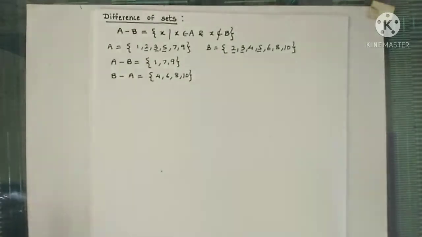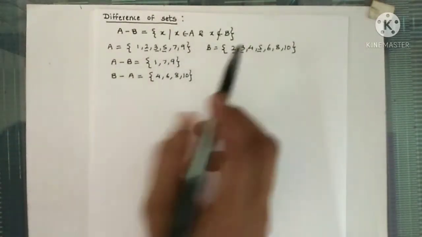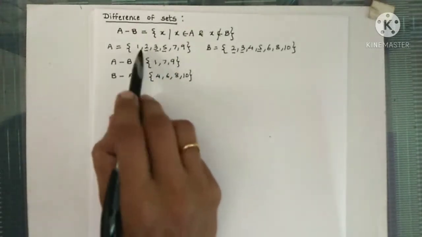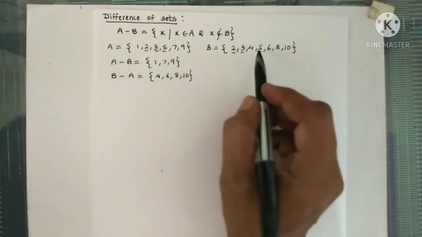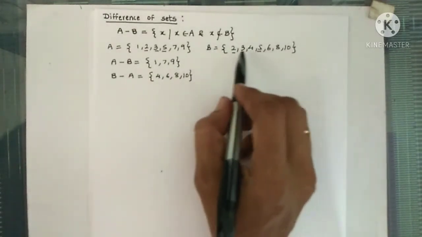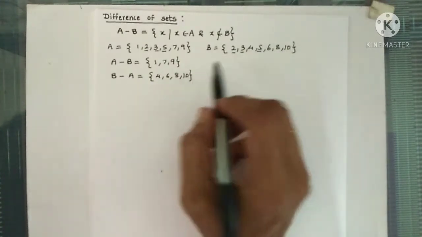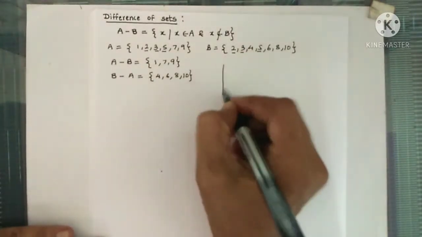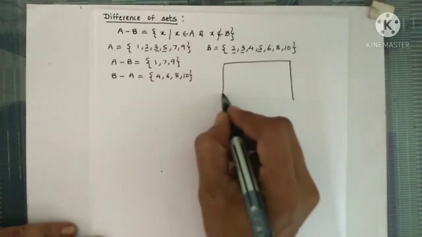So here you can see that 2, 3 and 5 is the intersection of A and B. So we are writing the elements other than the intersection of A and B for A minus B. And for B minus A again, without writing these elements 2, 3 and 5, we are writing the remaining ones: 4, 6, 8 and 10. So let's draw the Venn diagram for this, for both A minus B and B minus A.